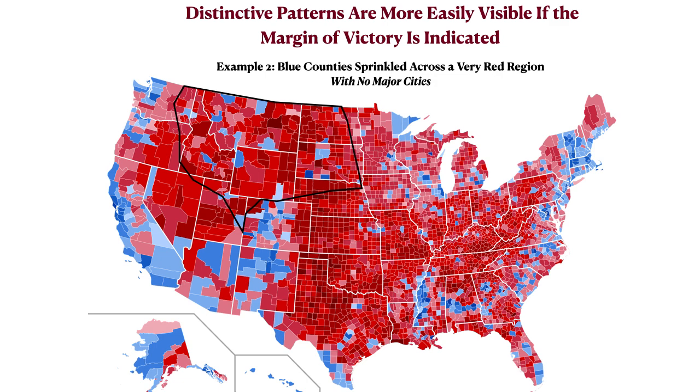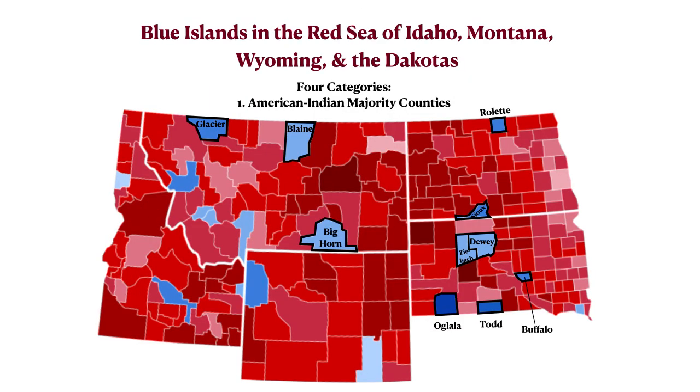I actually carefully avoided Salt Lake City on the map to make it as rural an area as I could. I'll just look at five states within it: Idaho, Montana, Wyoming, North and South Dakota. And as we will see, the blue counties here basically fall into four categories.